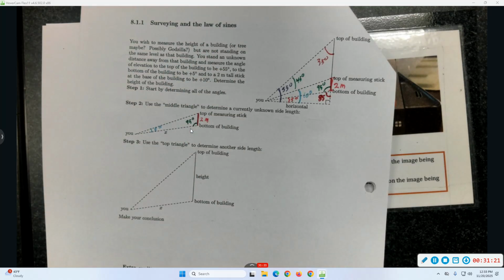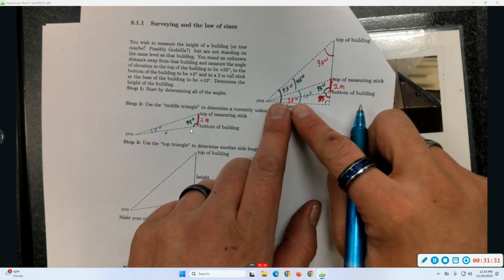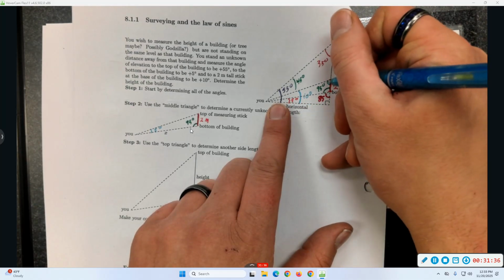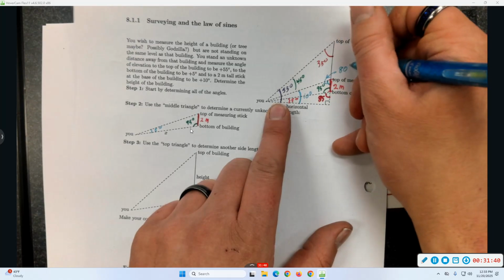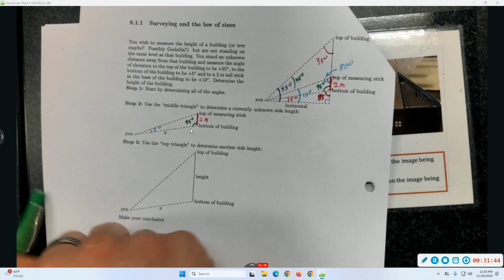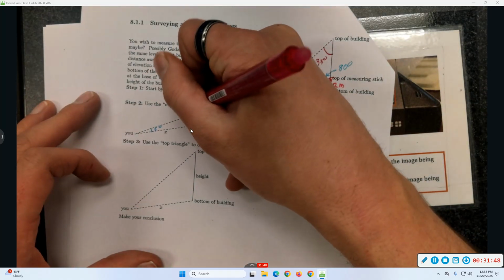For the angle from you to the top of the measuring stick, I got 80, because it's basically a triangle where you have one angle that's 10 degrees and one that's 90. Cool. 10 degrees, 90 degrees. So you're saying this angle should be 80 degrees. That means this angle should be 80 degrees.